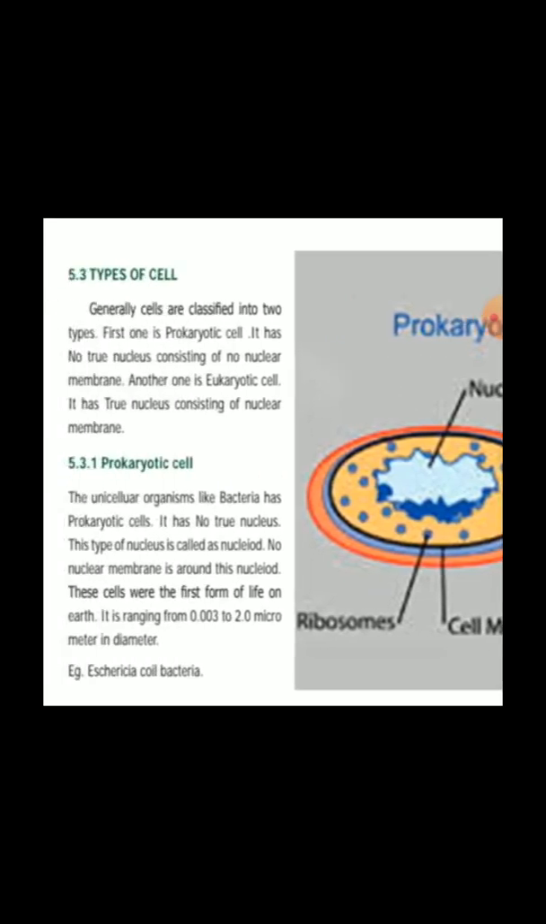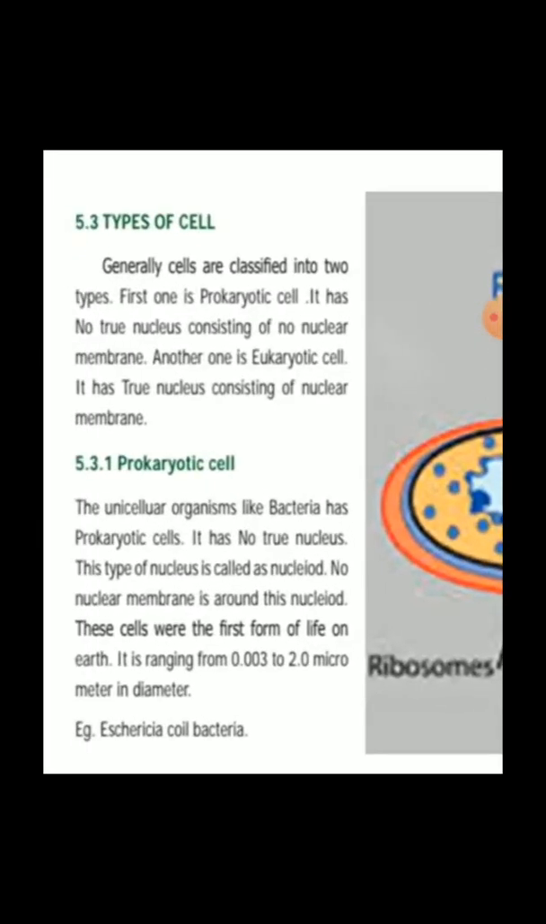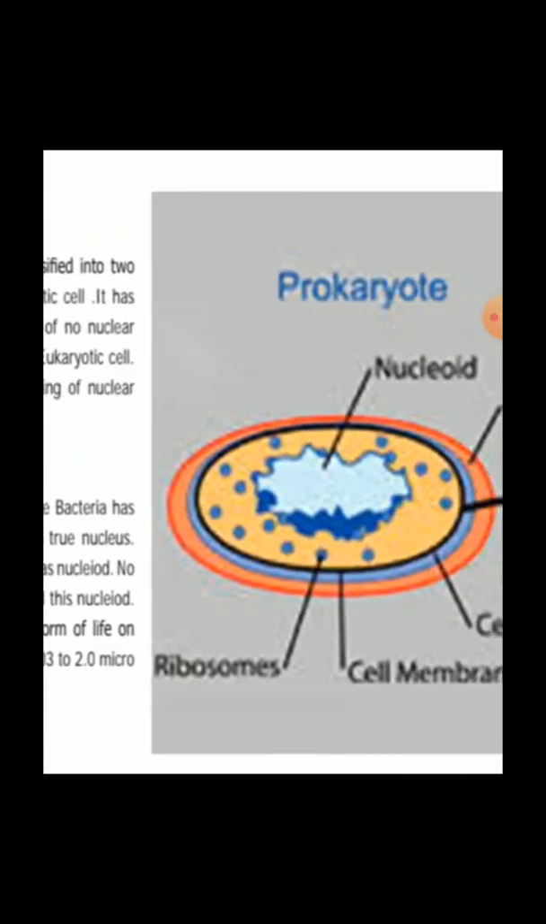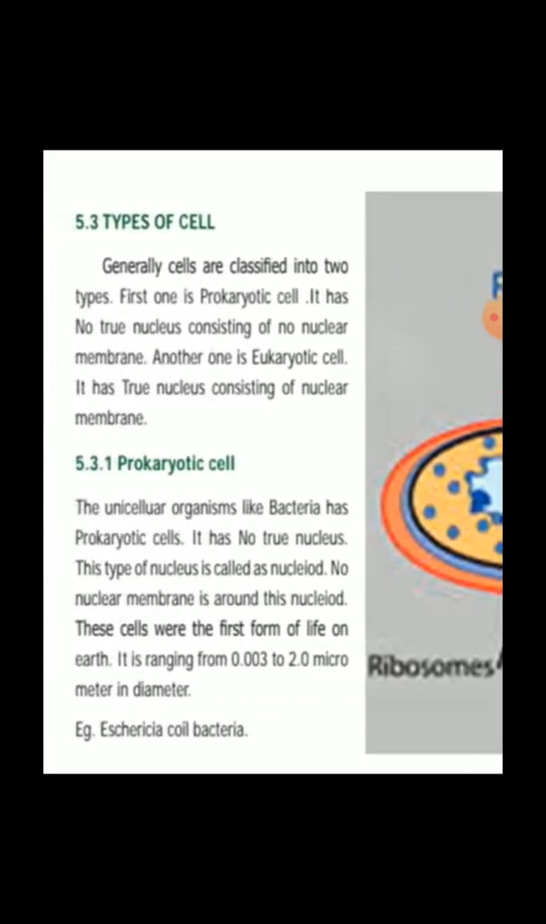First we see prokaryotic cells. Unicellular organisms like bacteria have prokaryotic cells. It has no true nucleus. This type of nucleus is called a nucleoid, the center part I already told you. Prokaryotic cells consist of a nucleoid, and no nuclear membrane is around this nucleoid.